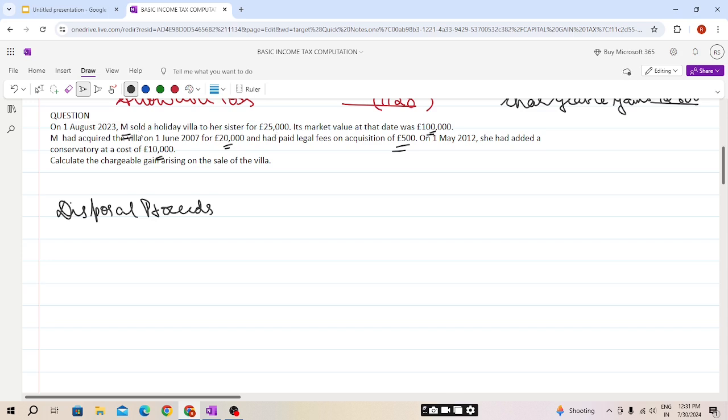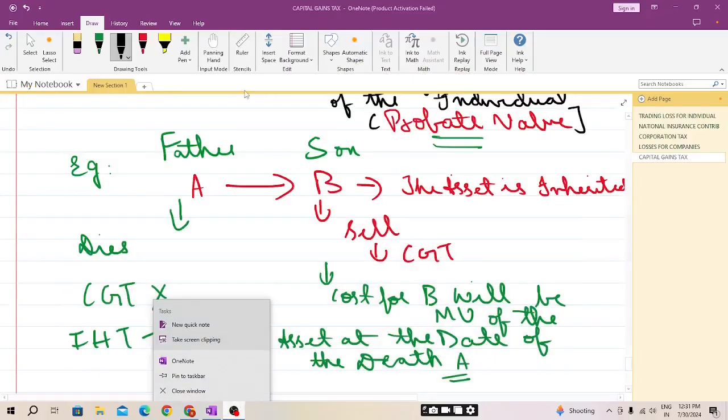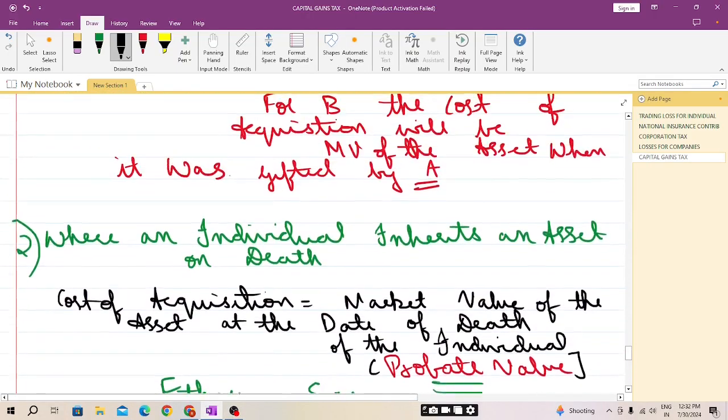But students, the disposal has been made to her sister and the market value was 100,000 pounds. So we are selling it for 25,000, but the market value is 100,000 pounds. This is not an arm's length transaction. Please do remember, students, we have already seen this.